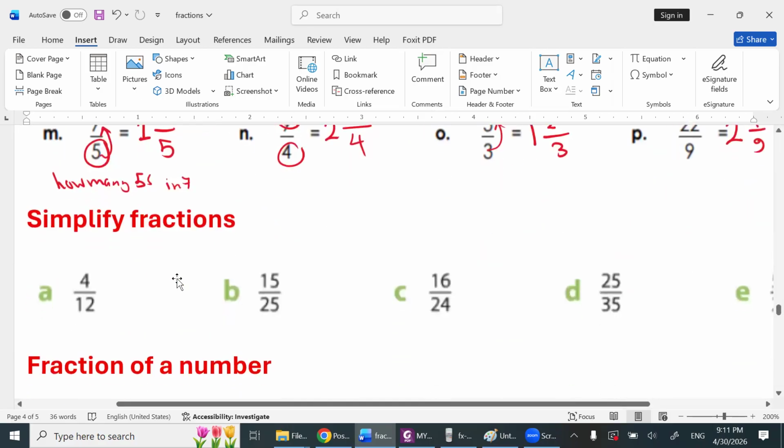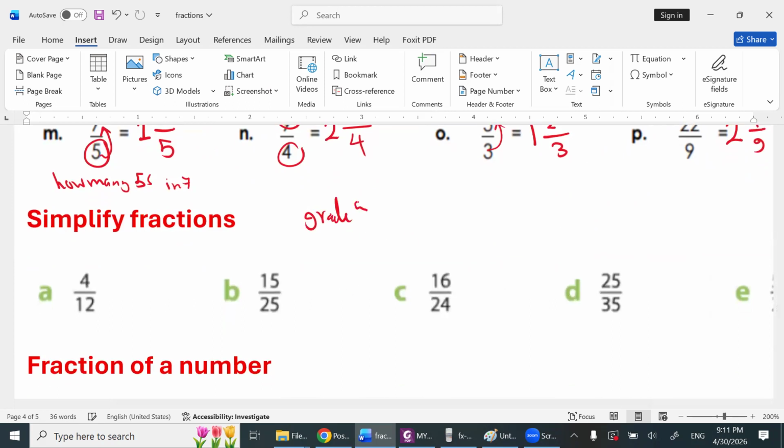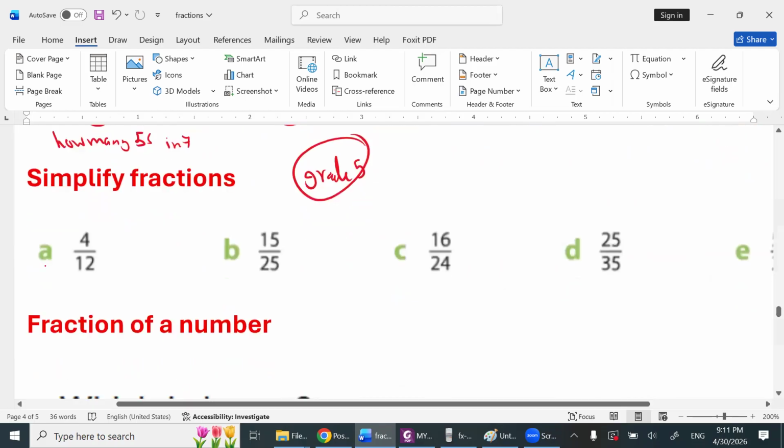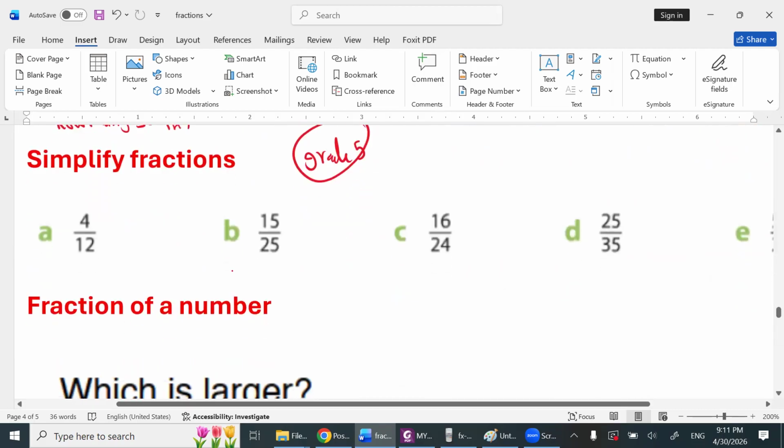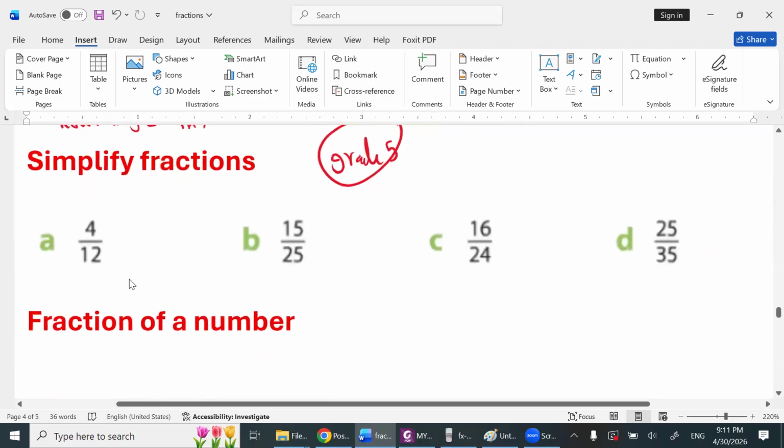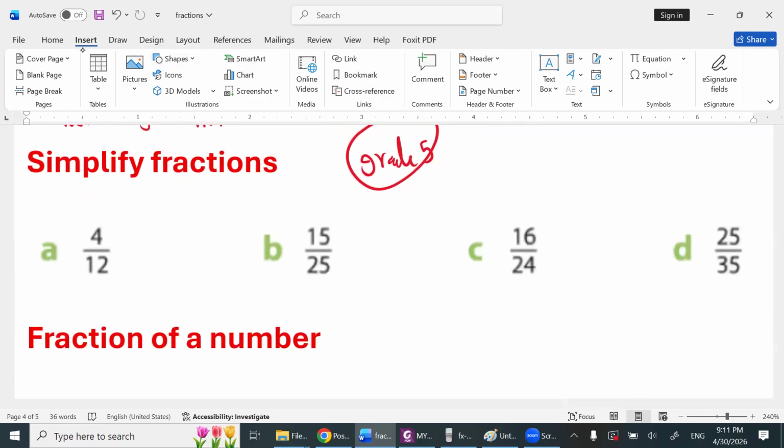Simplifying fractions, and this topic is especially for grade 5, not grade 4. You can simplify the fraction by dividing the numerator and denominator by the same number. If you inspect the numerator and denominator, you will find that both of them are even numbers. Then you can divide both of them by 2. So it will be 4 divided by 2 equals 2, 12 divided by 2 equals 6. But this one is not the simplest form. You need to divide more by 2.